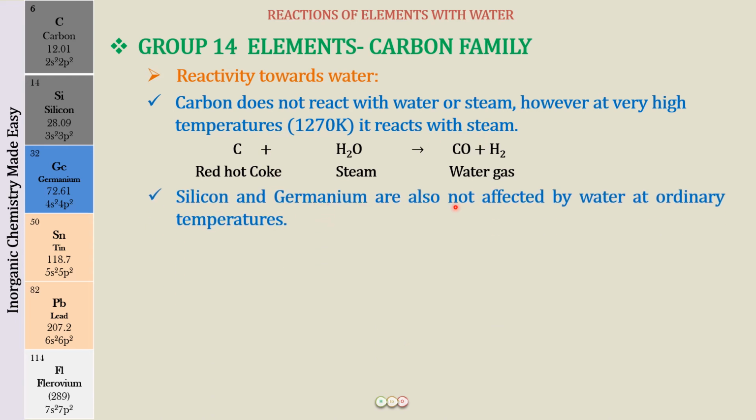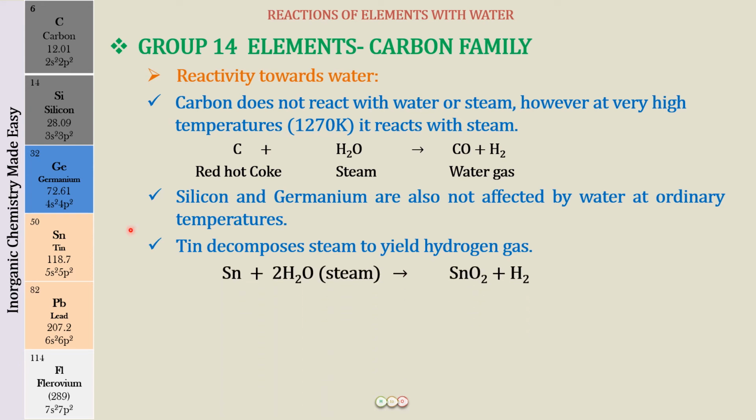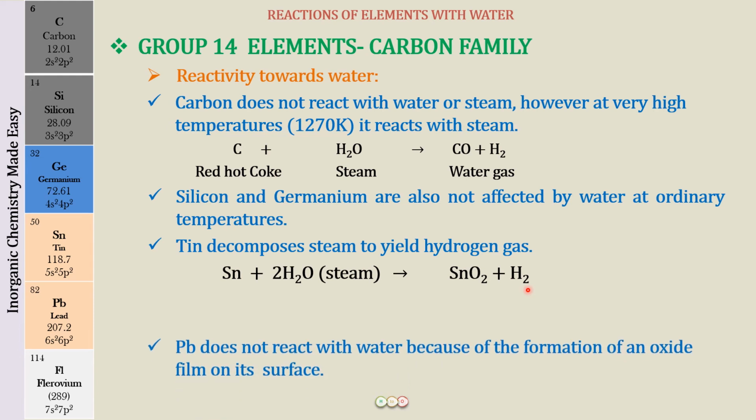The next we have is silicon and germanium. They are also not affected by water at ordinary temperatures, whereas tin can decompose steam to form hydrogen gas. So again, it is going to be steam. Can you tell me what will be the product formed? Yes, it has to be the oxide of tin. So we will have the reaction of tin with water in the form of steam giving us tin oxide, and along with that hydrogen gas.